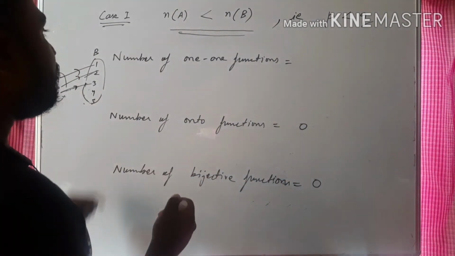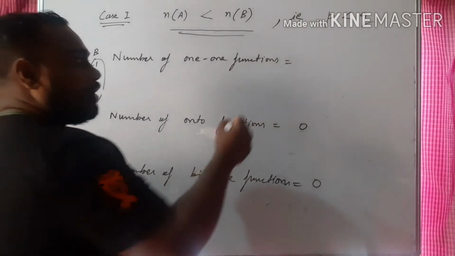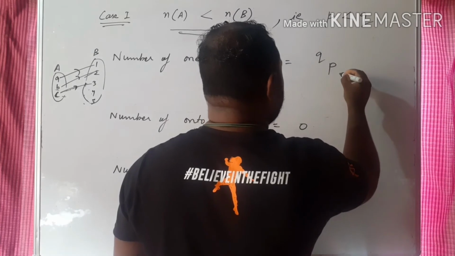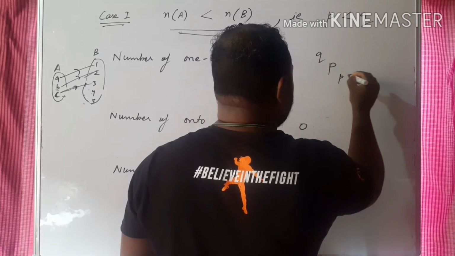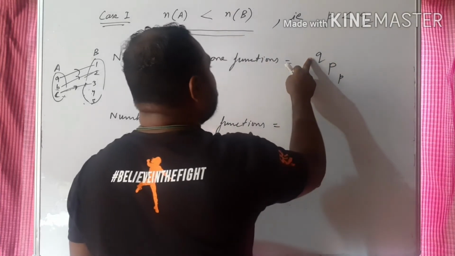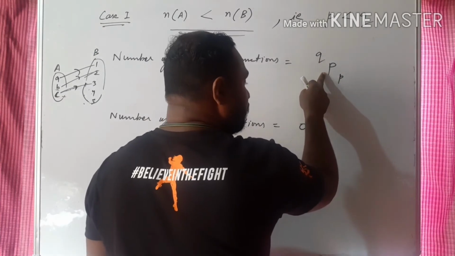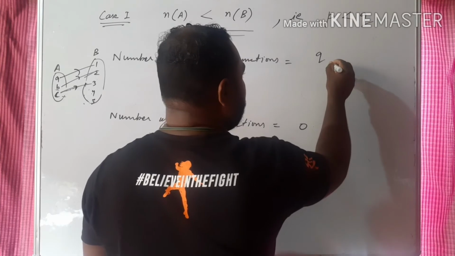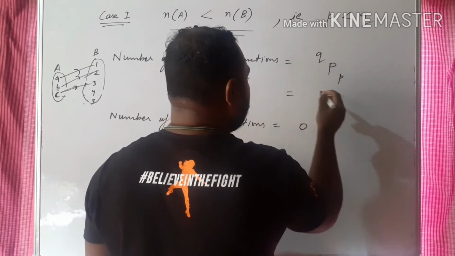Now how to find the number of one-one functions? You will have to just use the formula qPp, small p I have taken. So the cardinality of B P cardinality of A. So we are using the permutation formula. So it will be how much?